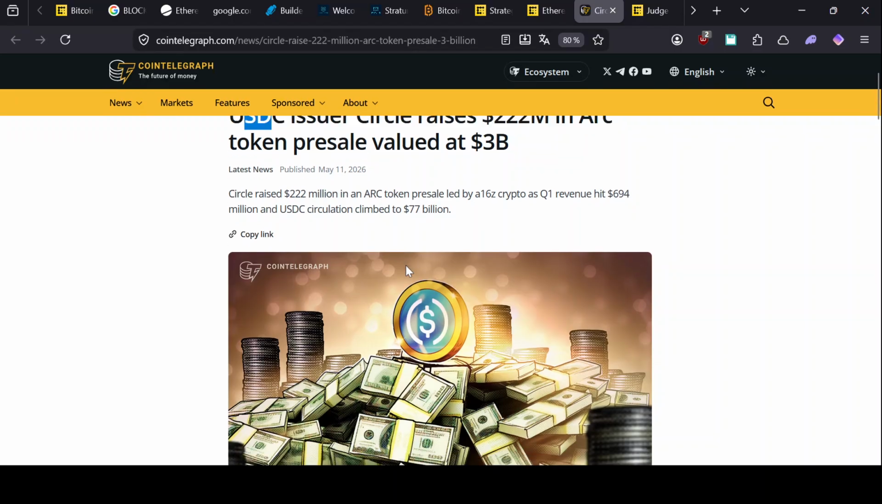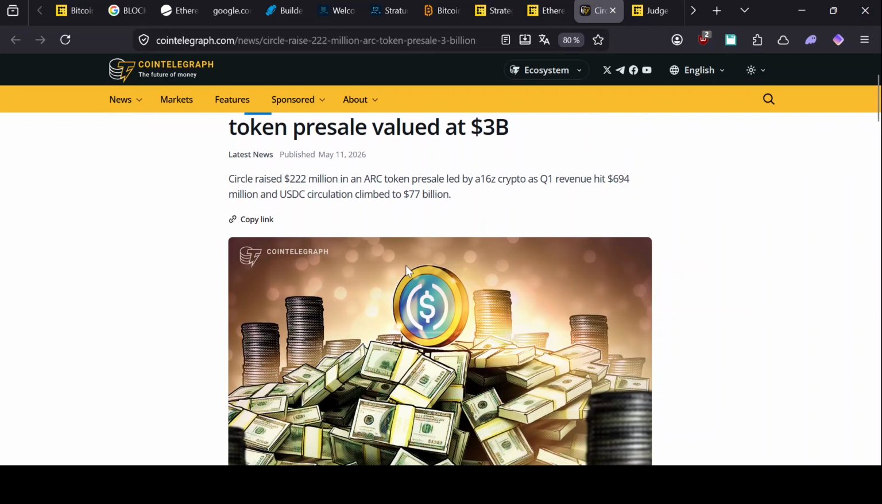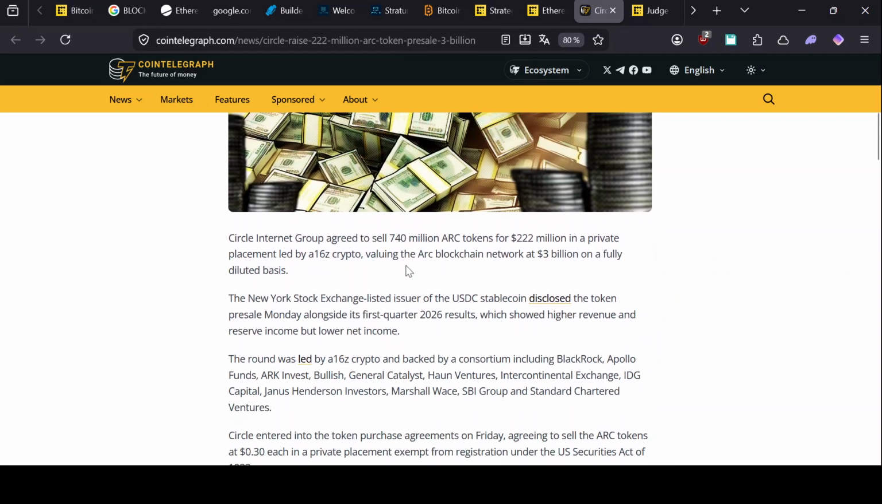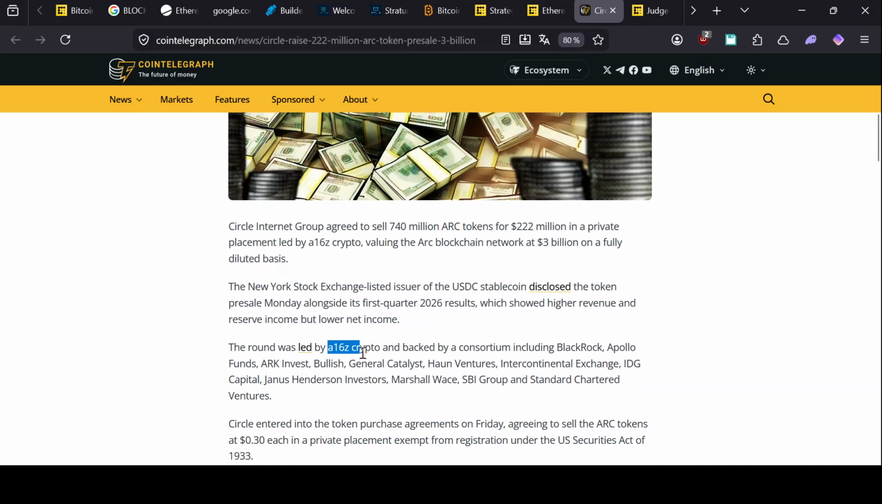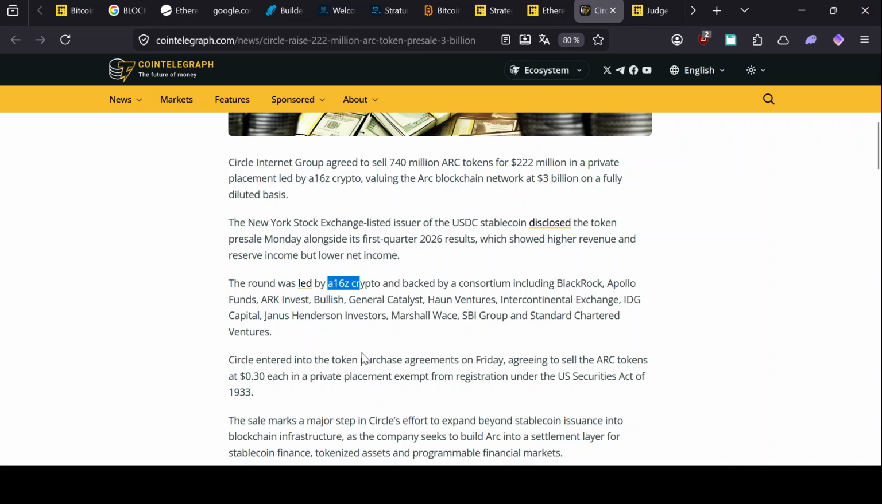Among those investors, we have A16Z, one of the biggest names in crypto investing. There are also major players involved: BlackRock, Apollo, ARK Invest, Bullish, General Catalyst, and other companies who went through A16Z to make this purchase. So this is pretty huge. It shows that a lot of institutional investors have confidence in Circle and in this upcoming token of this new blockchain. And the valuation is massive. We're talking about $3 billion.